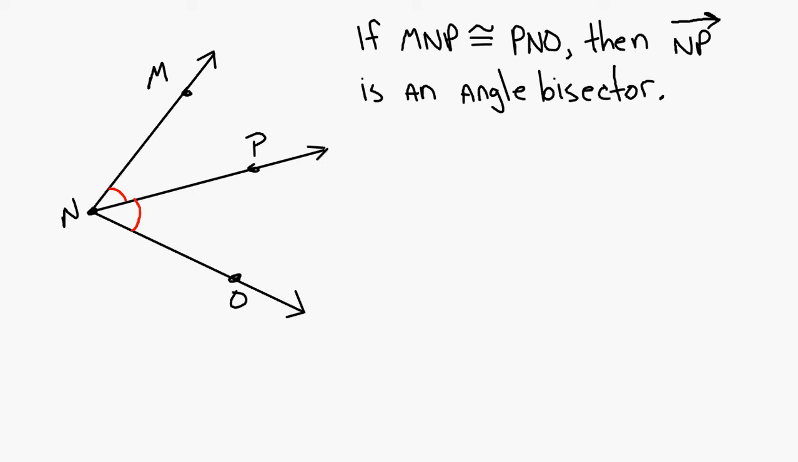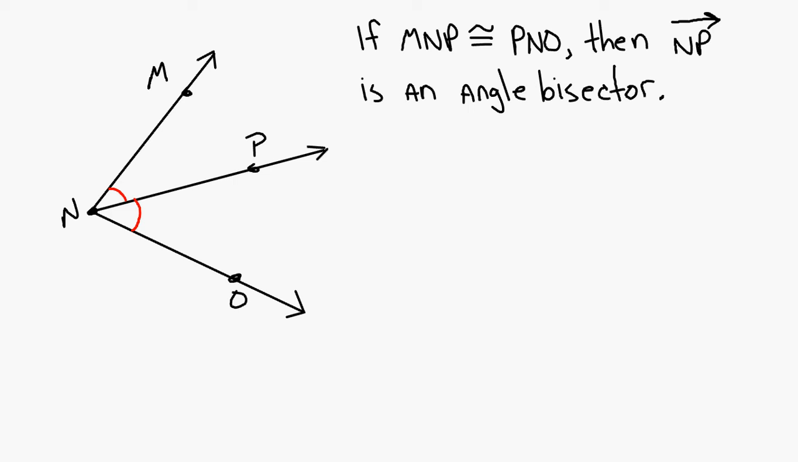And that was in your definitions on Friday. A ray that divides an angle into two congruent angles, right? Ray NP splits MNO into two congruent angles, so it's called an angle bisector. Just like a segment bisector splits a segment into two congruent segments, an angle bisector splits an angle into two congruent angles.